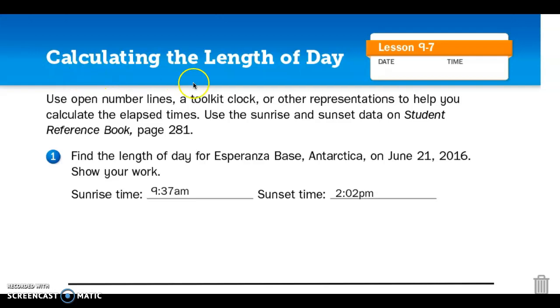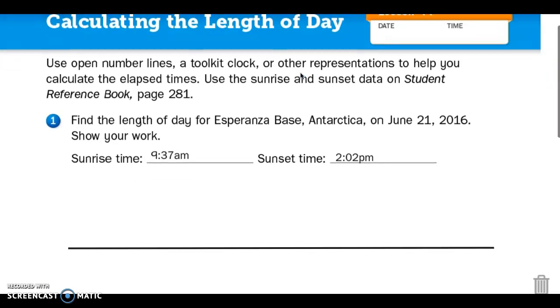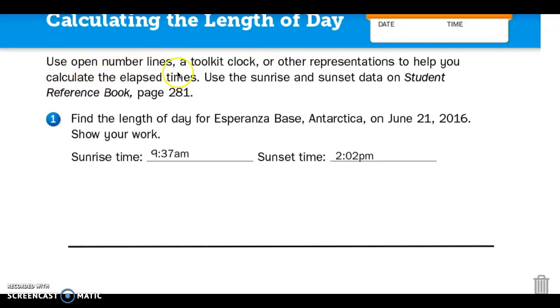Okay, so we're calculating the length of day. All of you at one point should have had practice finding the length of day. So we're going to relook at how we do that. It says use open number lines, a toolkit, clock, or other representations to help you calculate the elapsed time, so the time that has passed between the two times. Use the sunrise and sunset data on student reference book, page 281. If you would like, open your hardcovers to 281. Otherwise, I'm going to give the numbers for you so you can just copy them down.